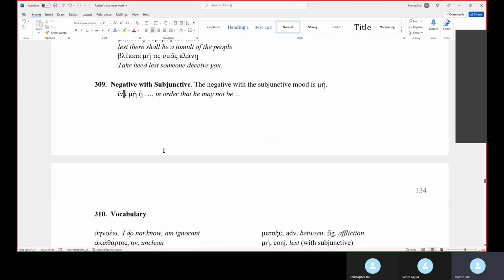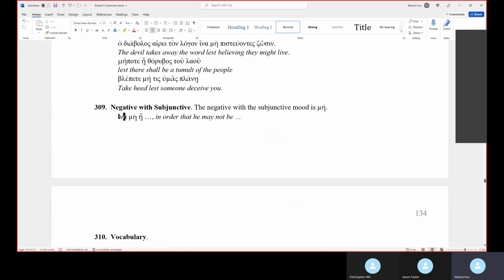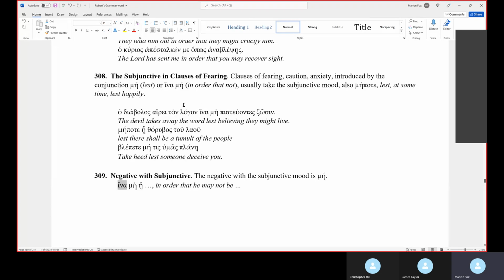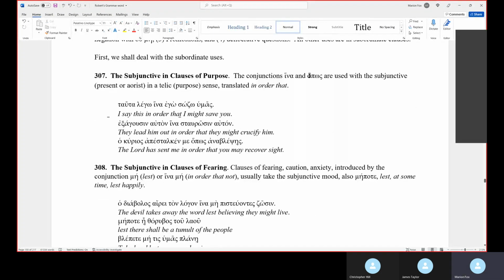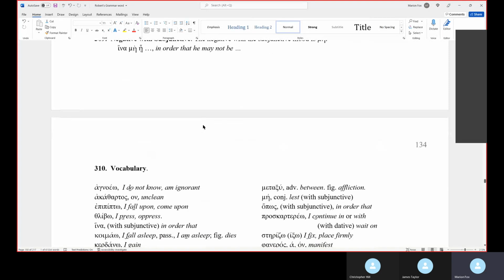Now you'll see these quite a lot. So when you see hina me, your flag goes up. It's going to tell you the purpose. And this helps us in interpreting the Bible, because when you're going through it and you see hina me, you know the purpose of that prior statement. What was the purpose of this? You could also see me, or hina me, or me pote, and lest. And of course, you can also get a purpose clause with hopos. Questions or comments?